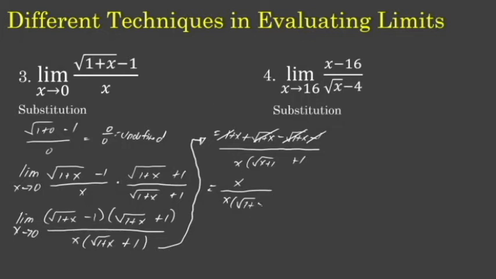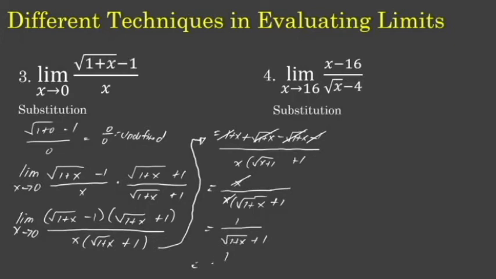We have 1 plus x plus 1. Ayan. So, pwede rin natin i-cancel yung x. So, matitira na lang dito ay 1. So, we have 1 over square root of 1 plus x plus 1. Ayan. Ngayon, try natin i-substitute para malaman natin kung nag-exist siya.